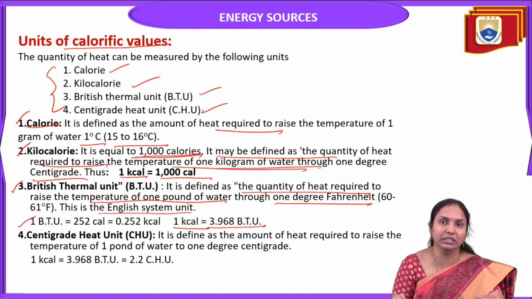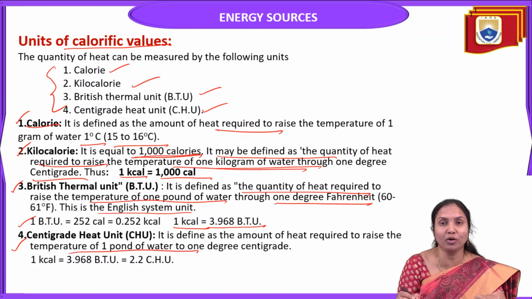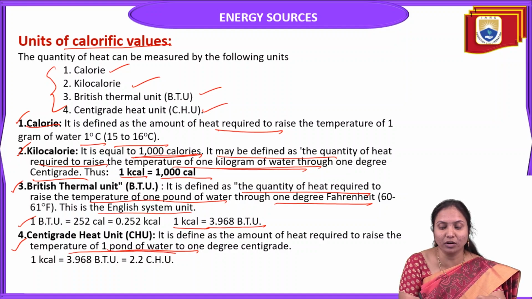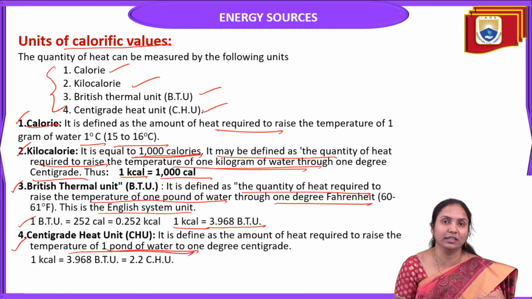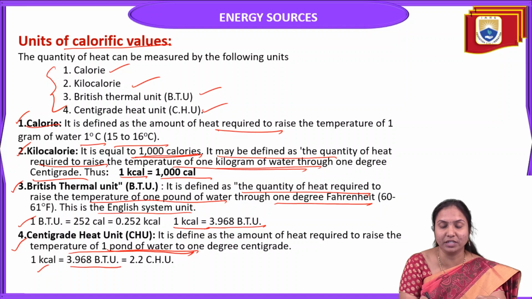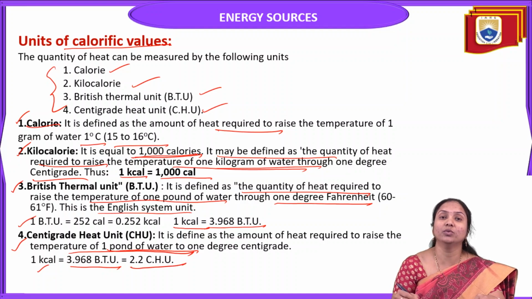And the last one is the centigrade heat unit. How can we define this centigrade heat unit? It is defined as the amount of heat required to raise the temperature of 1 pound of water through 1 degree centigrade. So what is the relation between them? 1 kilocalorie is equal to 3.968 British thermal units, and it is equal to 2.2 centigrade heat units.